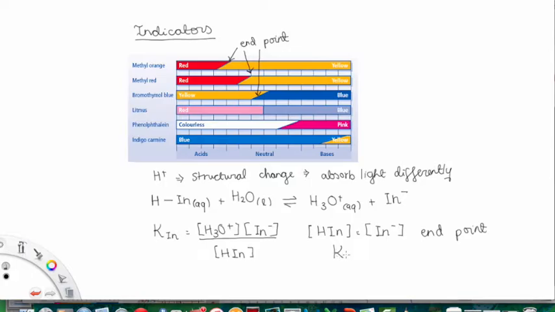And so K indicator at this point is going to equal the H3O plus concentration, because if these are equal, they cancel out and we end up with just this. So the color change occurs when pH equals pK indicator. We got this from taking the negative log of both sides. So a good indicator has an endpoint which is equal to the stoichiometric point.